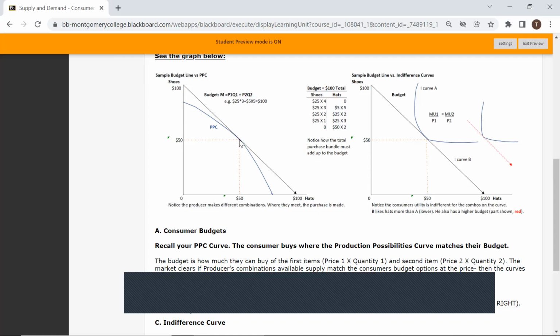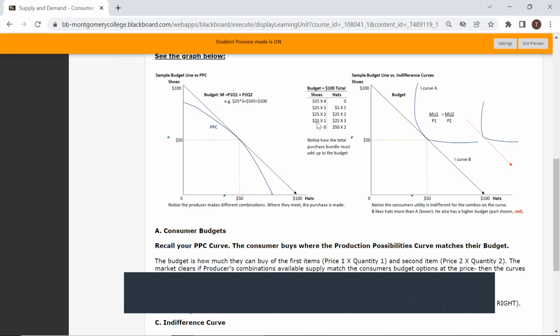Here, where your budget meets what's offered, is 2 pairs of shoes at 25. That's $50 for shoes. And 2 pairs of hats at 25, more expensive hats. That's $50 for hats. And that is in your budget. It's on this budget curve. That's this point. It's also on the PPC curve. But we're looking here at the schedule for your budget.